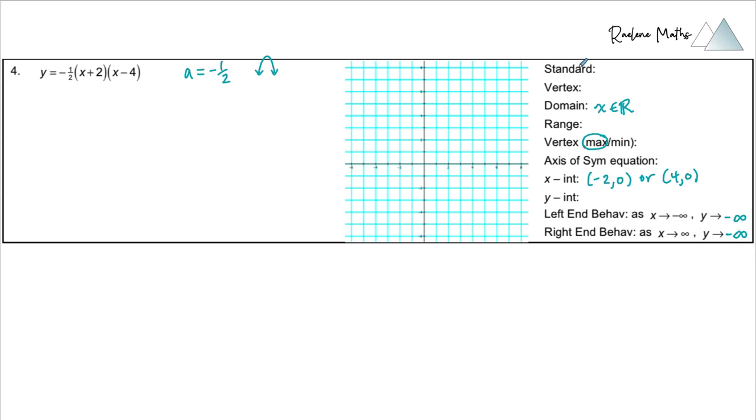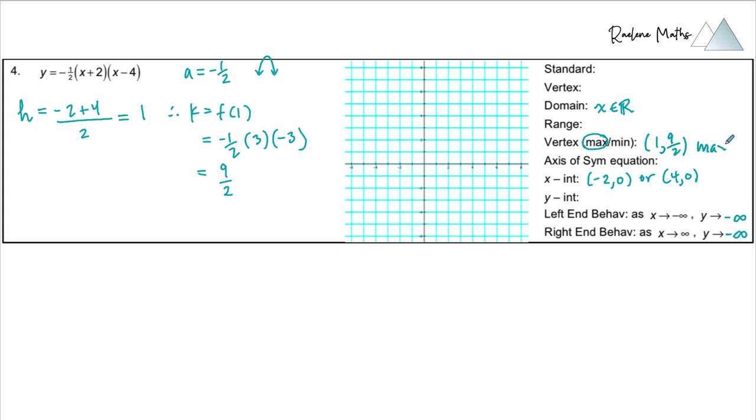Then we can come up with the standard form by expanding. I'm going to come up with the h value by finding the midpoint of the two x-intercepts. So -2 plus 4 divided by 2 is going to give me 2 over 2, which is 1, and therefore k is going to be f of 1, which is -1/2 times 1 plus 2 times 1 minus 4, which is -3. So here we have -1/2 times -9, which is +9 over 2. So the vertex is located at (1, 9/2), and it's going to be a maximum, and therefore the axis of symmetry equation is x equal to 1.